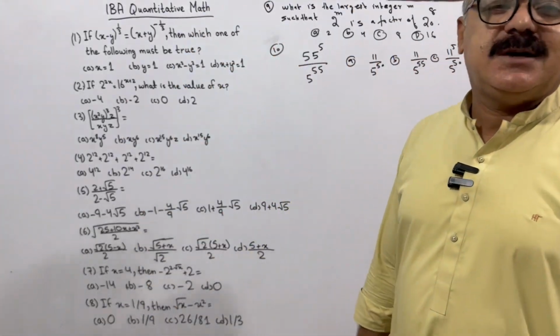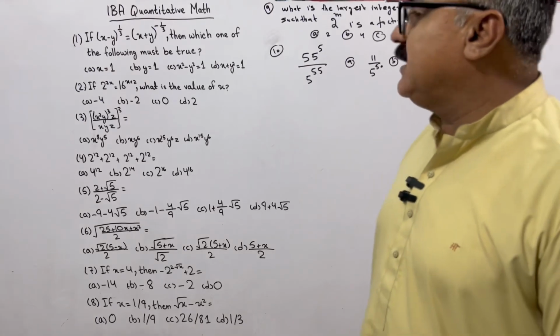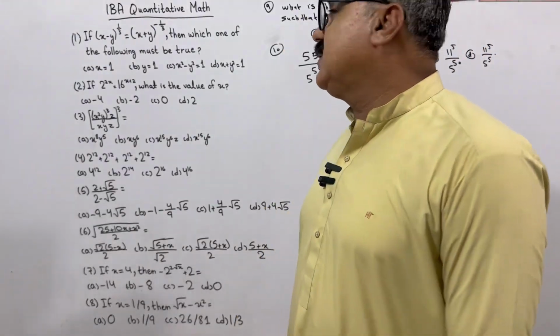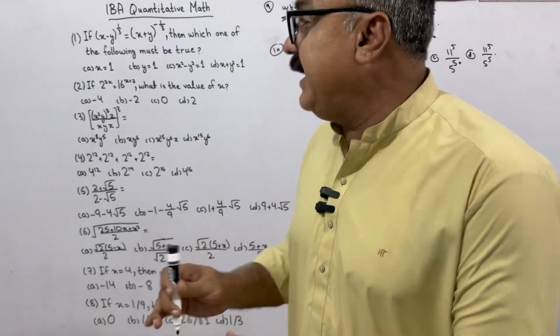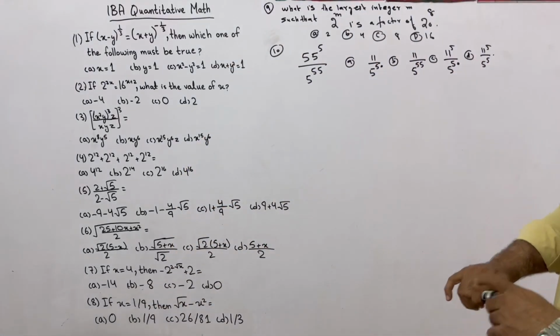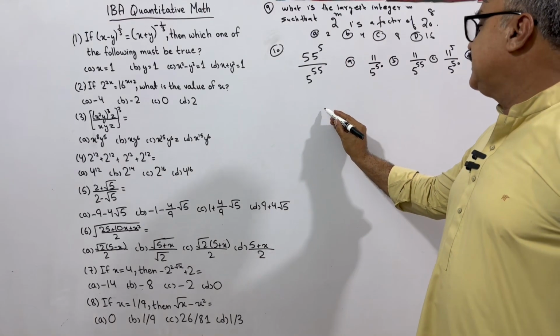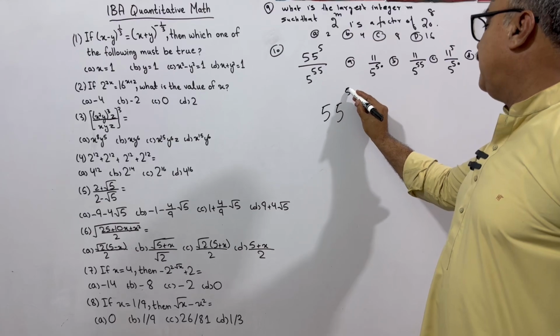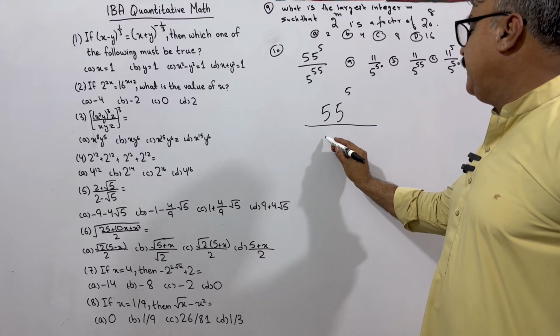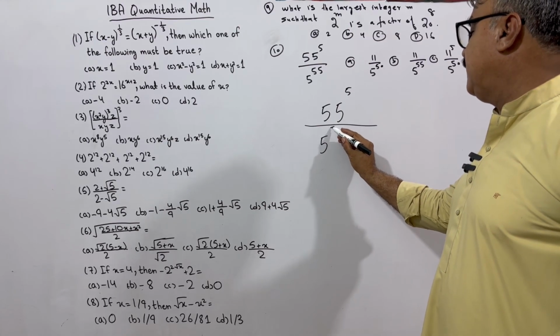Without wasting time, let's see and find out what sort of questions are present in the quantitative part of the IBA direct test. Let me write this question again. Simplify 55 raised 5 divided by 5 raised 55.